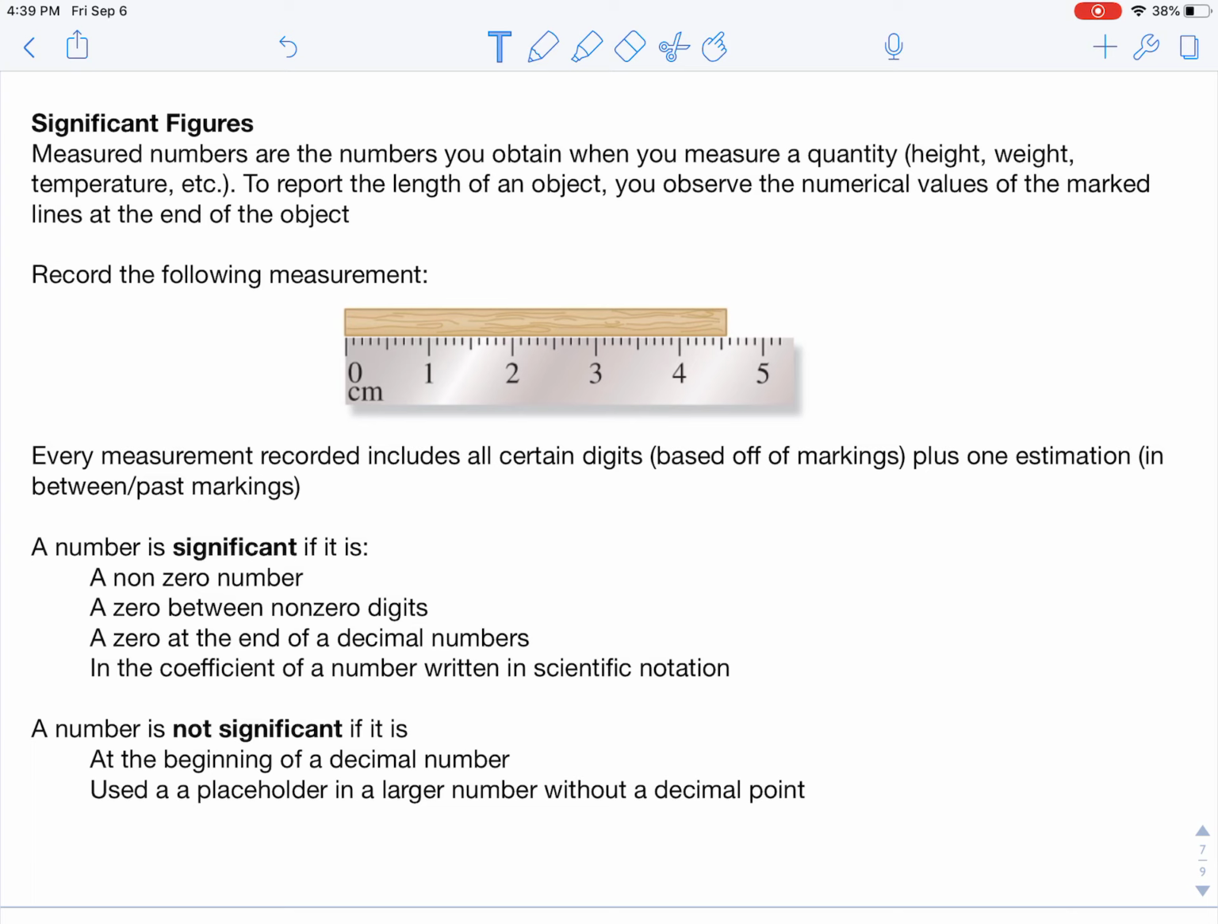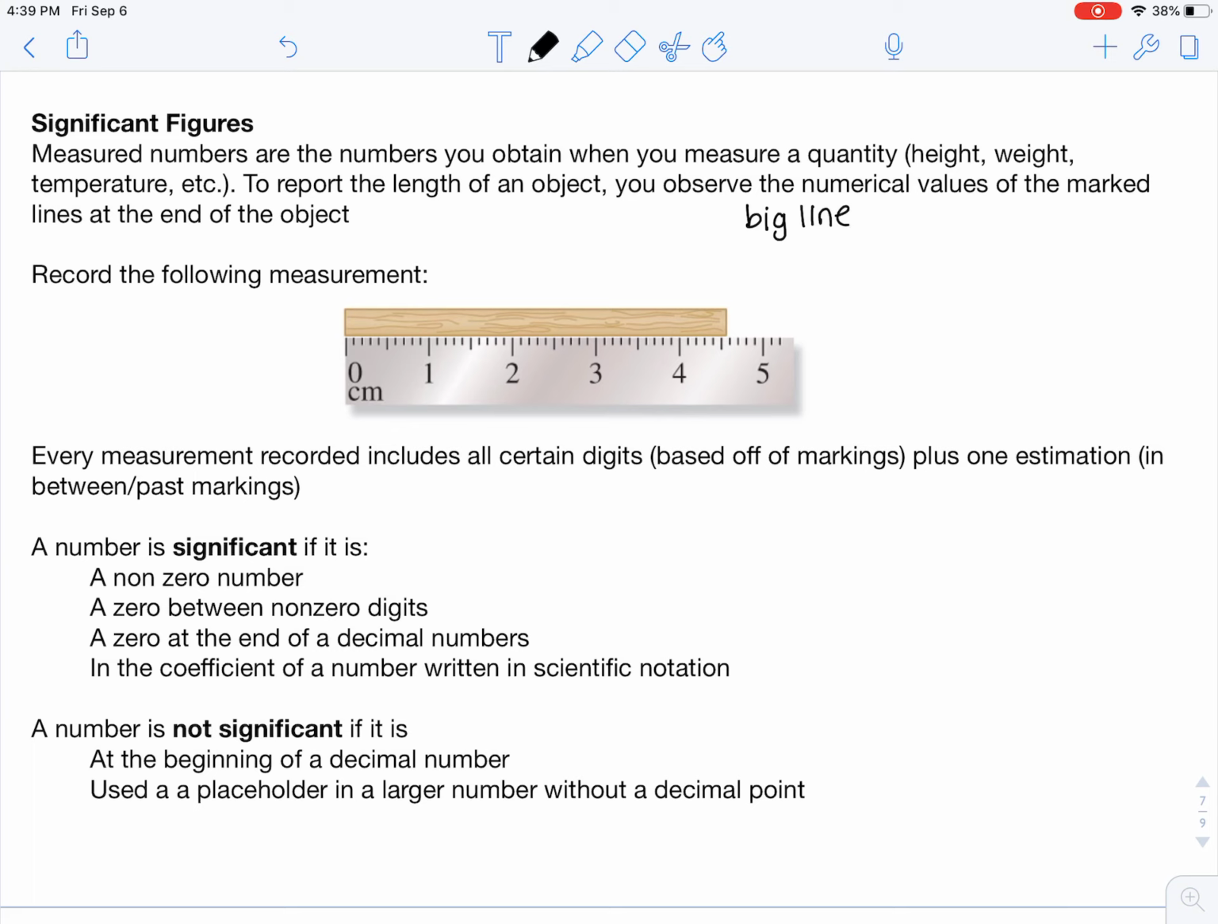And to report the length of an object, for example, you would observe all the values and then most of the time have to make a guess. So if you look at the following measurement here below on this ruler, and you see, all right, I want to take the length of this wooden stick. It's in centimeters. And all the big lines represent ones place value.